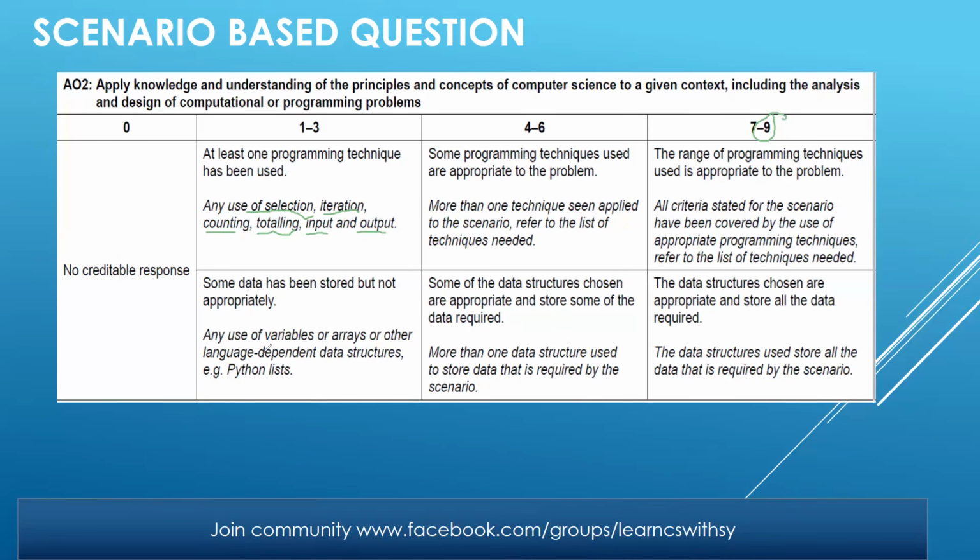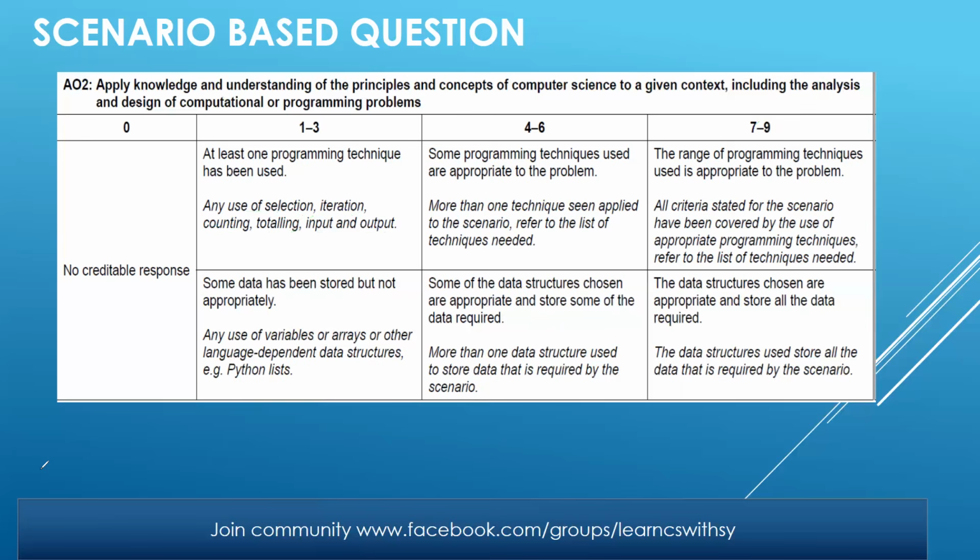Any questions regarding assessment objective 2? You have identified the selection statement if needed. You have identified the loop if needed. You've identified whether there's any counting or totaling to be done, and definitely which inputs are needed and what are the outputs required. So if you have done it accurately before you start solving, then definitely you are able to score 9. Okay, understood? Any questions?